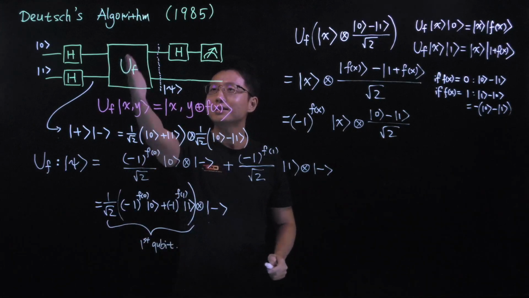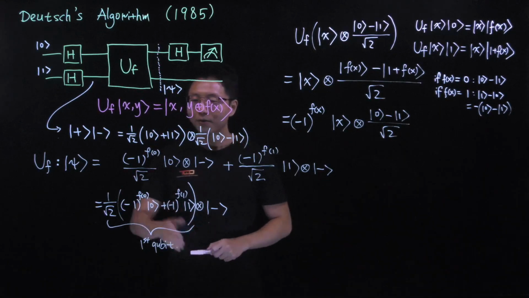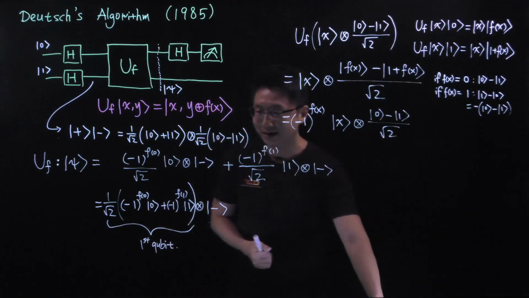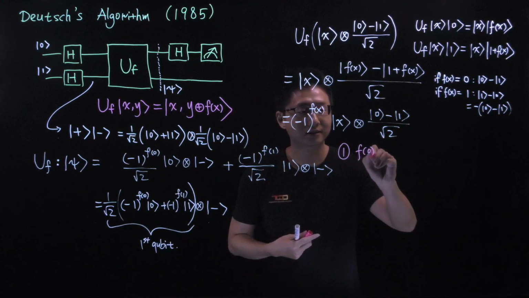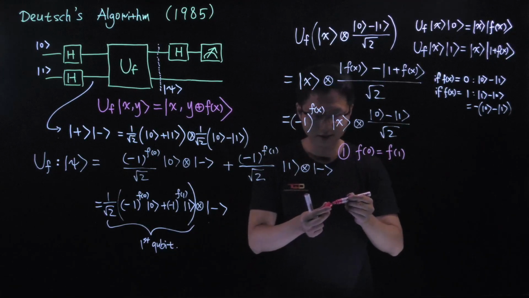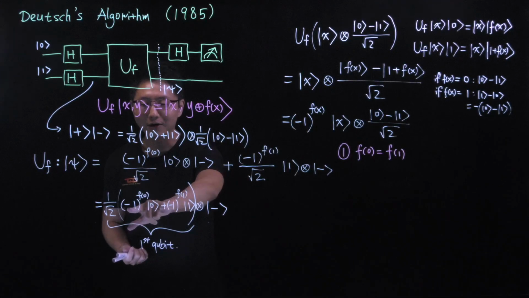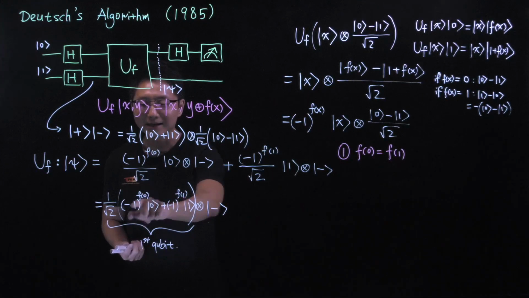So this is the state after it emerges from this black box. Now, let's look at this state carefully. We are promised that the function is either balanced or constant, so there are only two possibilities. The first possibility is that the function is constant, so they have the same value. That means this coefficient in front of the 0 is the same. Either both are -1 or both are 1. If both f of 0 and f of 1 equal 0, then this is +1, this is +1. Or if both are 1, then this is -1, this is also -1.